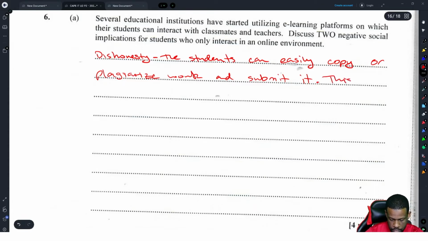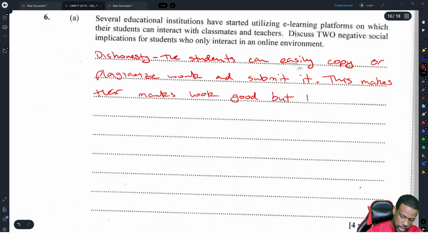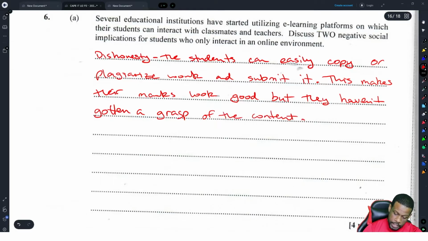This makes their marks look good, but they haven't gotten a grasp of the content. All right, dishonesty is one.